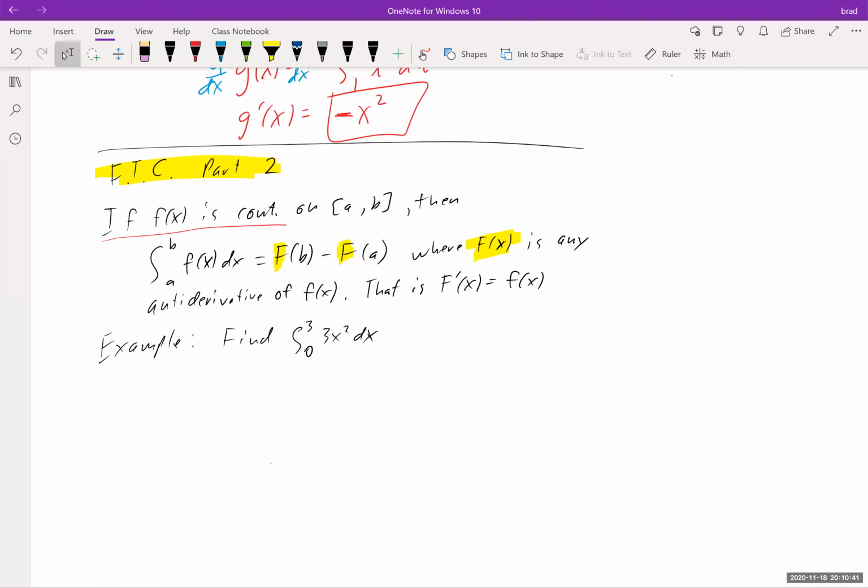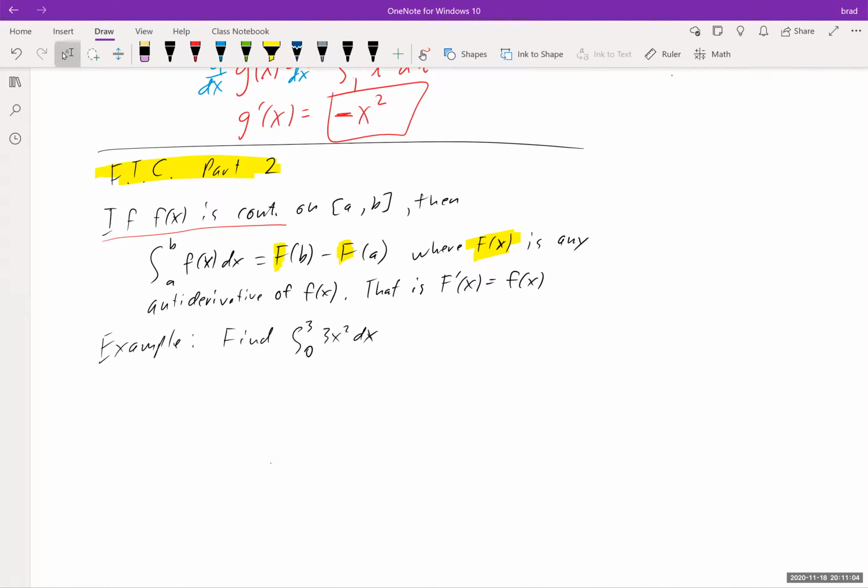So the fundamental theorem of calculus part 2 says if f of x is continuous on a closed interval a to b, then the integral from a to b of f of x dx, now notice this is not f of t, this is f of x dx, is big F of b minus big F of a, where big F of x is any antiderivative of f of x. That is to say, F prime of x is equal to f of x.